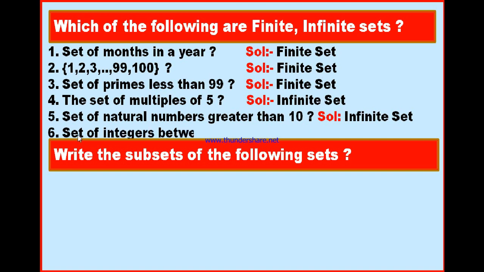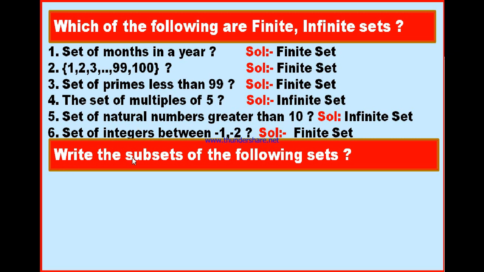And the sixth one is the set of integers between -1 and -2. If you list out the integers, there is no integer between -1 and -2. Therefore, you can count the number of integers that belong to this set. Of course, there are no integers, which means there are 0 integers. There are 0 elements in this set. Means you can count the number of elements. Therefore, it is a finite set.